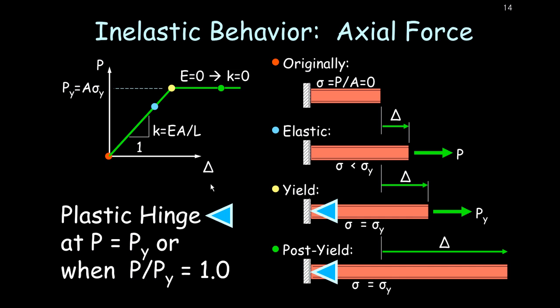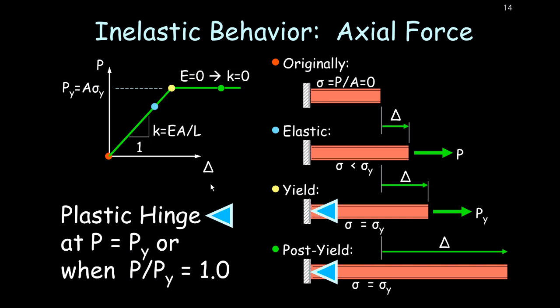Now this concept is important. It's very simple. We've fully yielded the member, but I wanted to use this to introduce the first thought on what a plastic hinge is. All right? So this is a plastic hinge being produced by only axial force, and it occurs when the axial force in the member reaches its yield force, or P sub y. Or another way of saying that, and we're actually going to use this terminology, is to take the axial force of the member and divide it by P sub y. And again, P sub y is the area times the yield stress of the material. And when that ratio equals 1, then we'll have a plastic hinge.